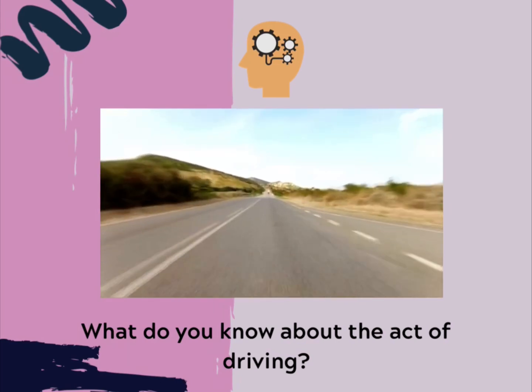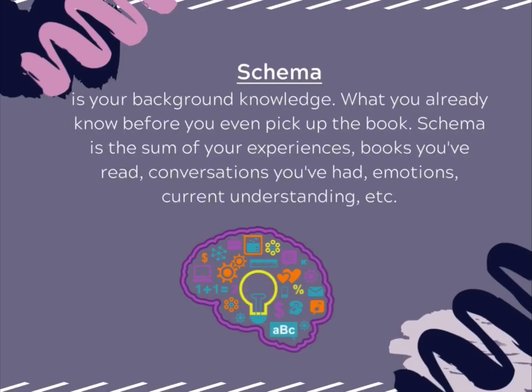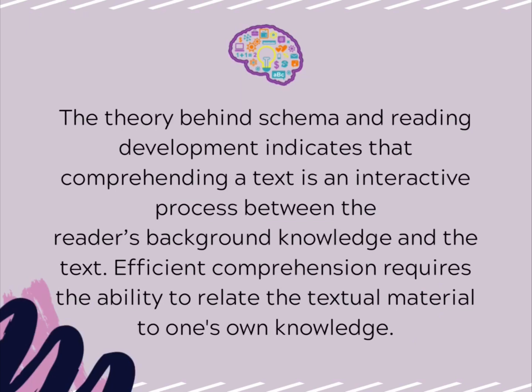And if we were going to read a book about driving, you'd have your mind ready and prepared to connect to the character. This is called activating your schema or your background knowledge. Basically, your schema is everything that you know, the sum of all of your experiences, books you've read, conversations you've had, emotions, your current understanding about a topic, etc., all lumped up into different parts of your brain.